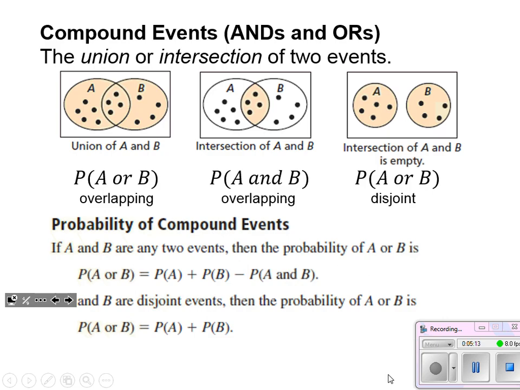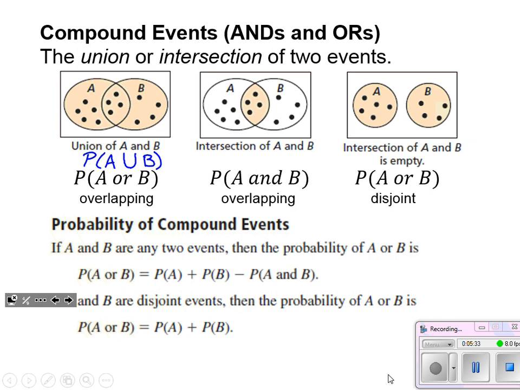The union, you can see the shaded region includes all of A and all of B plus what overlaps. We refer to the union as the probability of A or B. Sometimes you'll see that union shown as a U without a tail, so A union B.